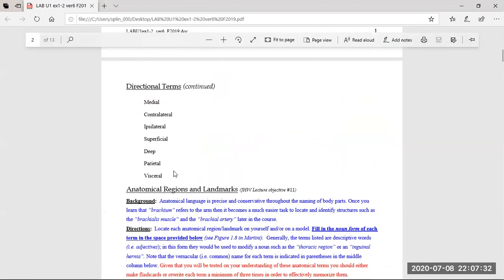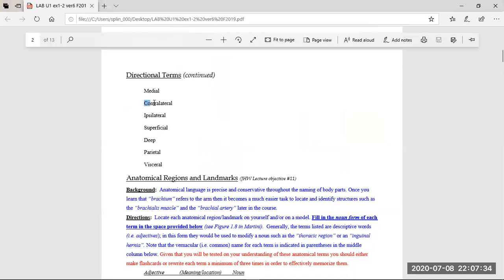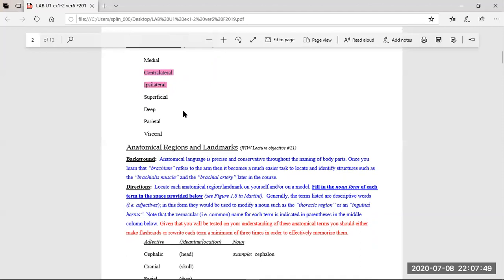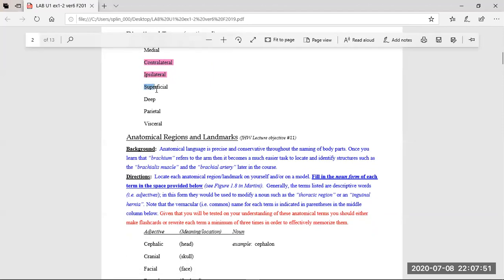The next terms we'll go ahead and cross out. You can just cross out and omit contralateral and ipsilateral. We'll ignore those for now. And we'll pick up here now with the terms. We can pair these together, superficial and deep.